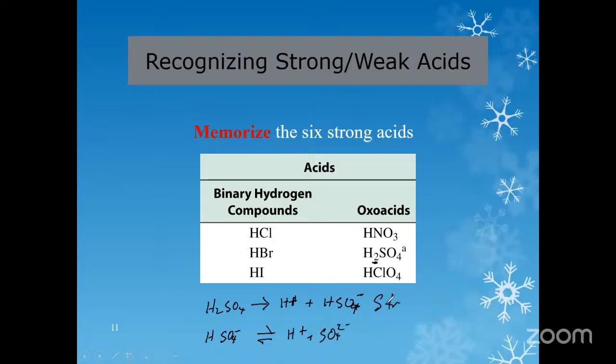So this dissociation is strong. In other words, all the molecules of sulfuric acid will be converted to H+ and HSO4 minus, but the HSO4 minus that is produced in this step will undergo a weak dissociation to form H+ and SO4 2 minus. So sulfuric acid is a bit different from the other strong acids in that regard. You need to remember this: for sulfuric acid, the first dissociation is strong, but the second dissociation is weak. Okay, so you need to remember those 6 strong acids. All right, let me clear this and scroll down.